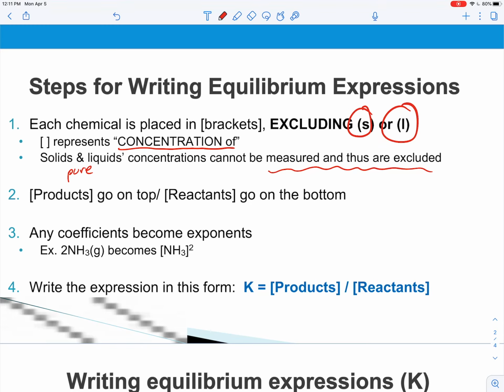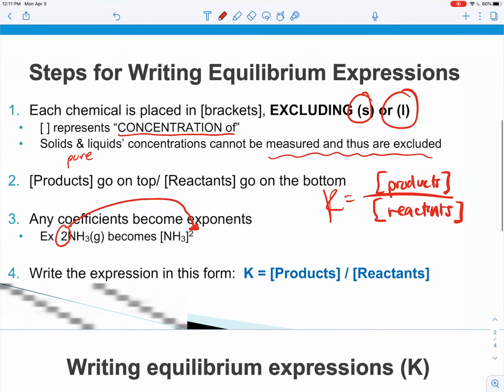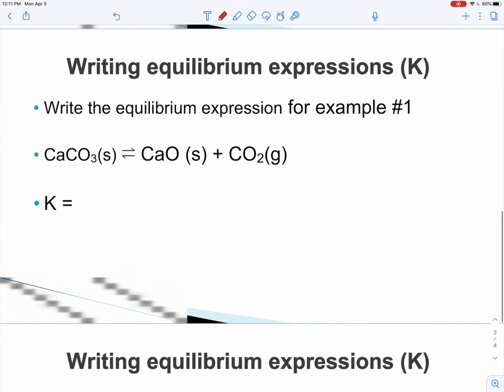Products are going to go on top, reactants go on the bottom. So we're going to have products over reactants, like so. And any coefficients become exponents. So here you see this 2 is going to become an exponent for that chemical. We write the expression in this form: K equals products over reactants. All right, it's kind of confusing until we look at some examples, so let's go ahead and do that.